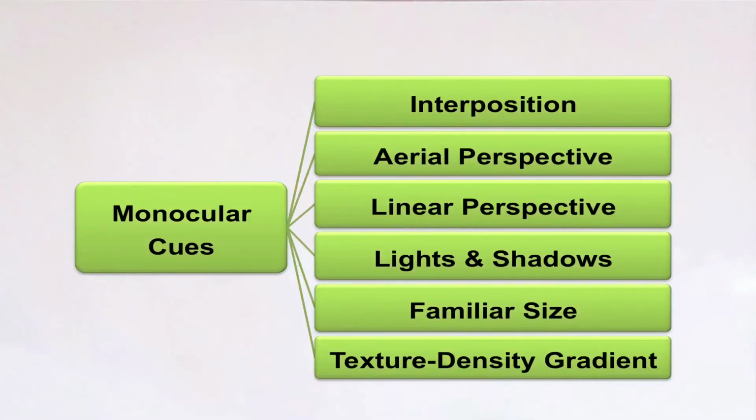Another category of cues is known as monocular cues. Monocular cues are also called pictorial cues because they include the kind of depth information found in photographs and paintings. These cues are extensively used by artists in their paintings. There are different types of monocular cues. These are interposition, aerial perspective, linear perspective, light and shadows, familiar size and texture density gradient. Let us consider these cues briefly.